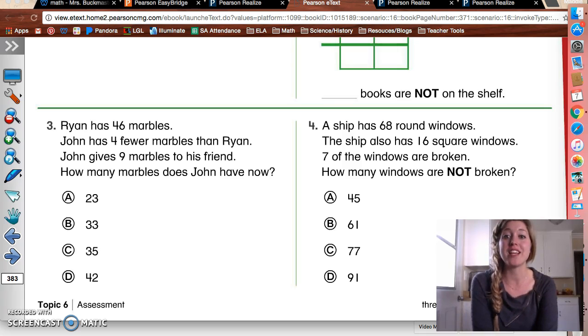Number 4 says, a ship has 68 round windows. The ship also has 16 square windows. 7 of the windows are broken. We don't know if they're square or round. We just know 7 of them are broken. How many windows are not broken? So if it has 68 round windows, 16 square windows, 7 of those windows, though, are broken. How many windows are not broken?